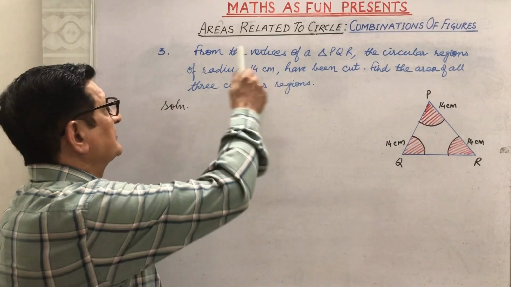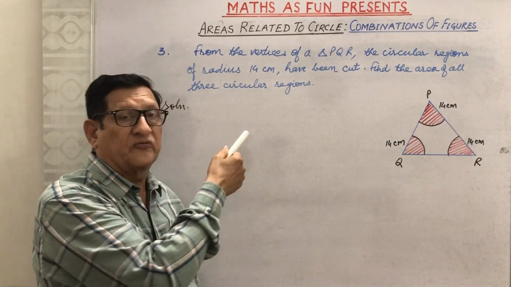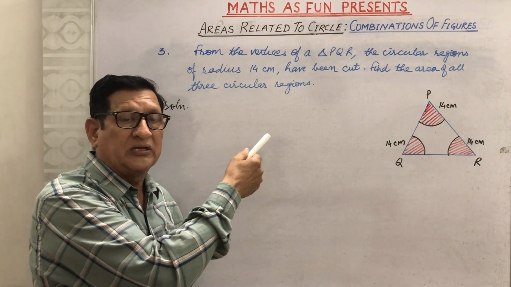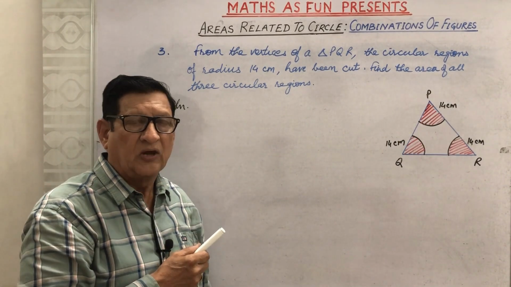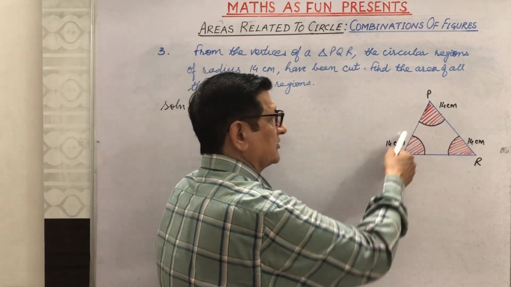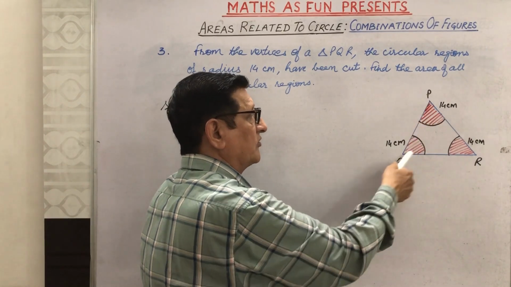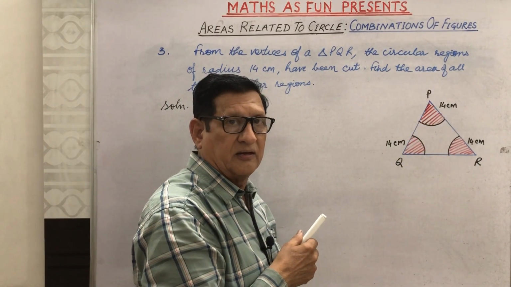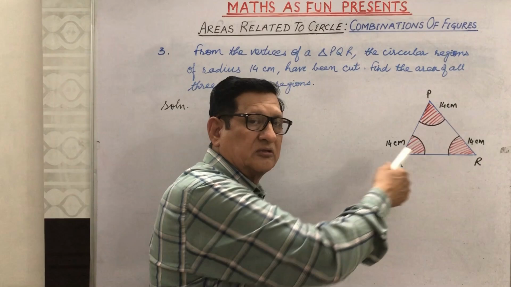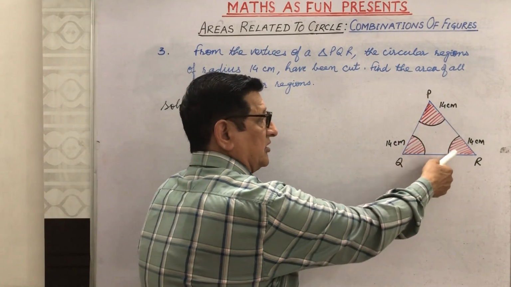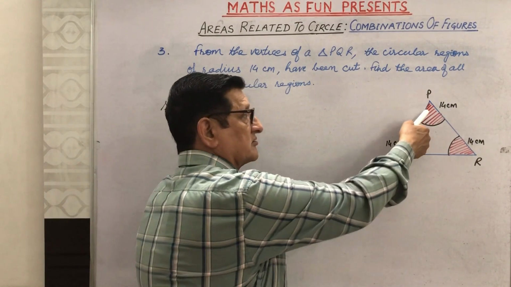The next problem is: from the vertices of a triangle PQR, the circular regions of radius 14 centimeters have been cut. Find the area of the 3 circular regions. For this problem, first we draw a triangle PQR and draw the arcs of radius 14 centimeters from each vertex and shade these 3 regions, because we have to find the area of these 3. We find that these are 3 sectors, but the angles are different.